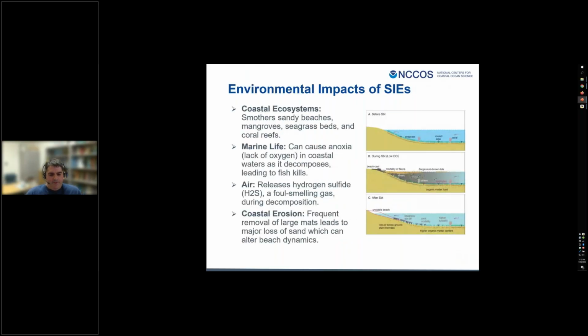The environmental impacts are also quite large. Coastal ecosystems can become smothered. Blocked sunlight and anoxia due to the composition of sargasso can degrade seagrass beds, coral reefs, and mangrove forest ecosystems and lead to the death of associated flora and fauna. Ultimately, unstable ecosystems and even the loss of sand due to the removal operations can lead to coastal erosion.